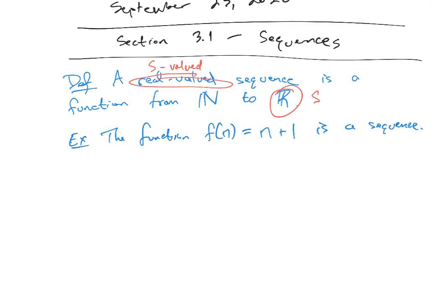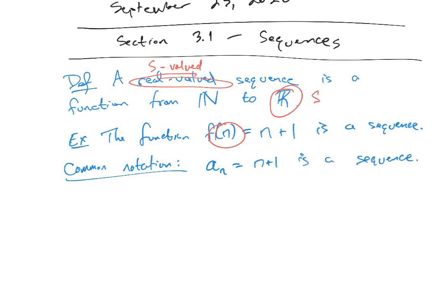But you all know that's not the notation we usually use. So for some reason, for sequences, we take that independent variable, the n, and we put it as a subscript. So our more common notation would be a sub n equals n plus 1 is a sequence.